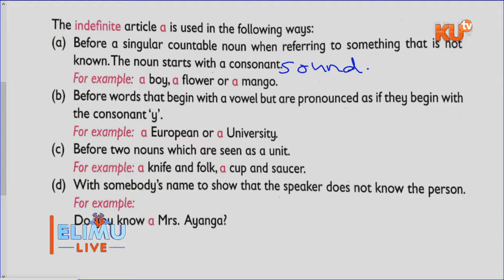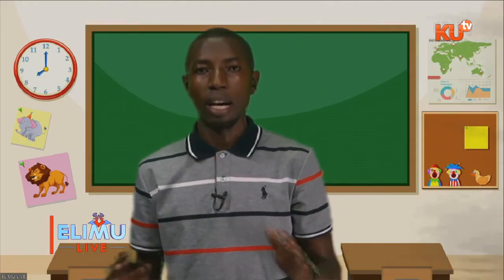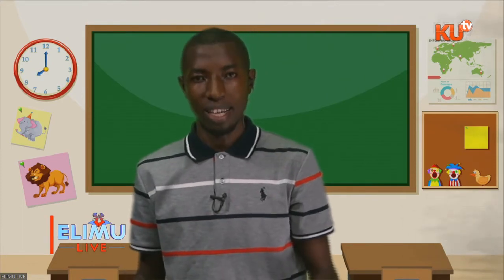I'll tell you why I'm saying consonant sound instead of consonant. Before a singular countable noun, another thing that I want you to note is that article a is not used for uncountable nouns. For example, a boy, a flower, or a mango. These nouns are countable. We can count them. A boy, we can count the number of boys. We can count flowers. We can count mangoes.